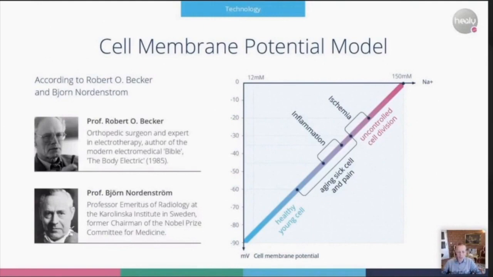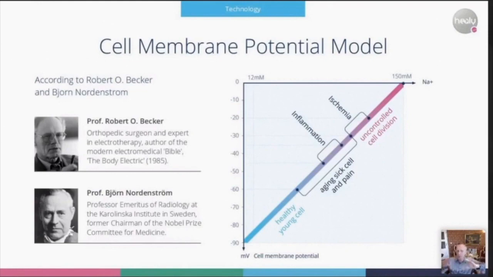And between -60 and -30 millivolts, we have the cell which starts to age, develops symptoms of sickness and starts to cause pain. So this is a gradual process which starts with a young and healthy cell, and through a gradual process goes until 0 millivolts, which actually means that the cell is dying. And here we have areas where inflammation, ischemic situations or pains are predominant.